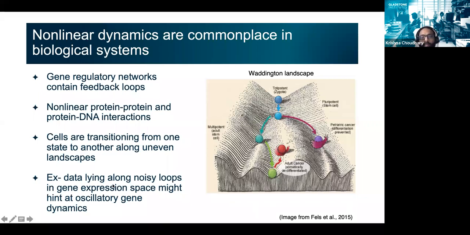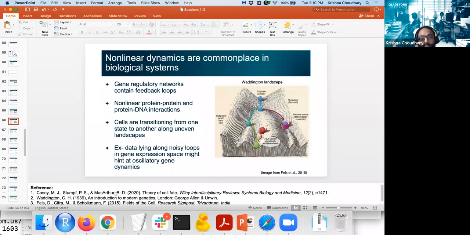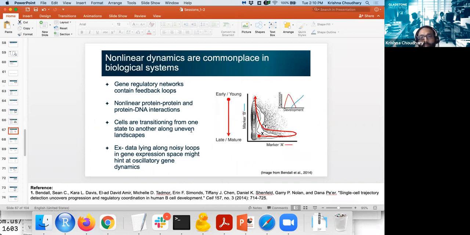And for example, if data is lying along noisy loops in gene expression space, then it might hint at oscillatory gene expression dynamics. And again, I have some reading suggestions here in case you are interested. You can find some good explanations for why this happens in biology.